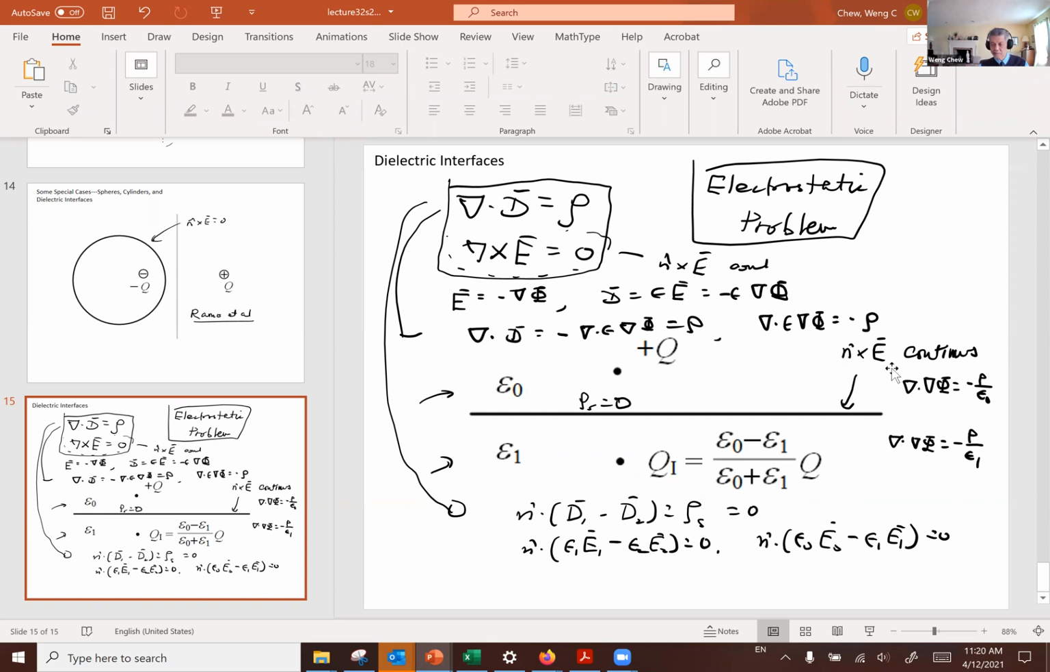Okay, tangential E is continuous, and that is the same as phi continuous. Okay, phi is continuous. You can actually show that the phi being continuous will ensure that n cross E is continuous, because E is equal to minus the gradient of phi, and if phi is continuous from this surface to that surface, it will ensure that tangential E is also continuous at that surface. Okay.